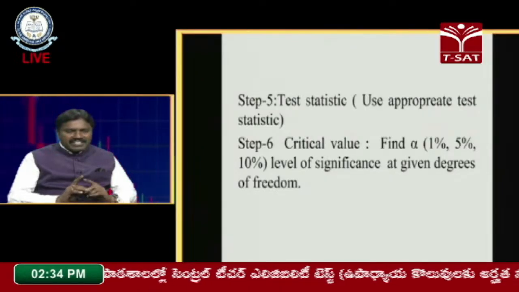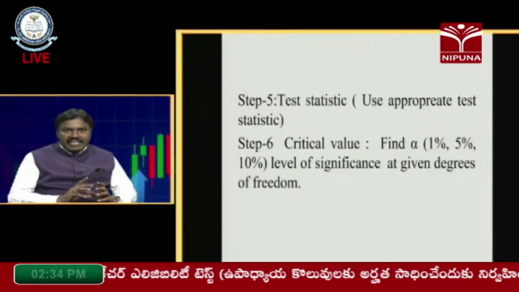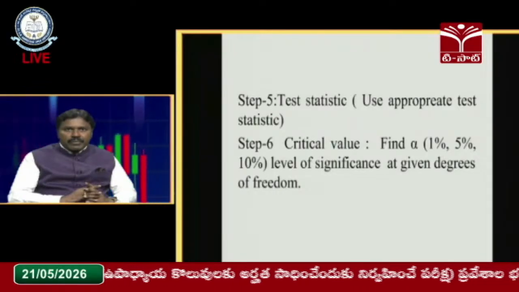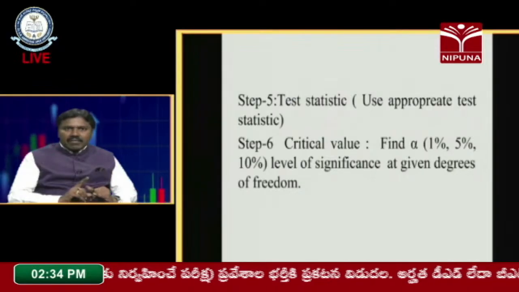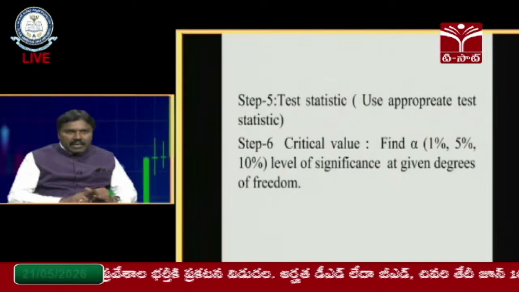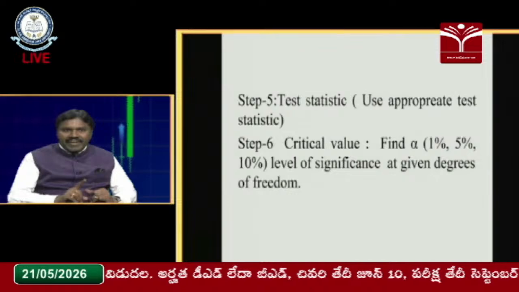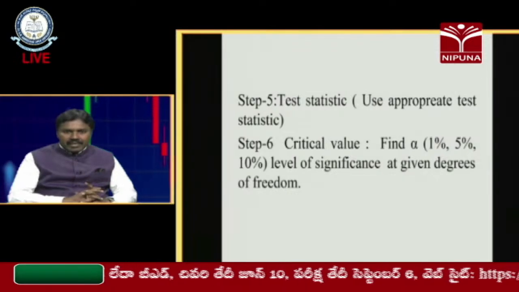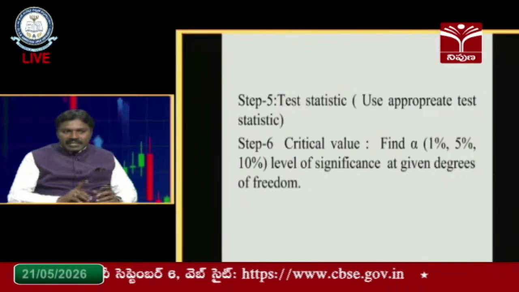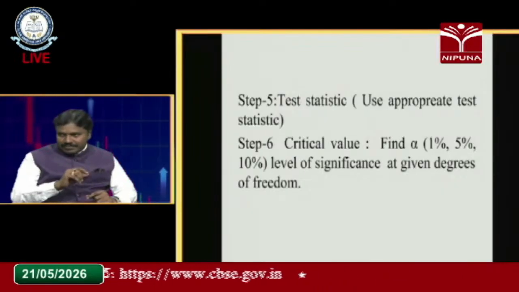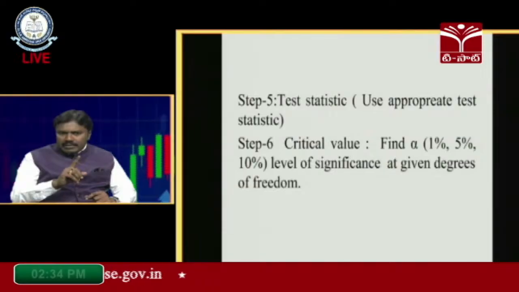Next is step number 6. We identify the critical value: find the alpha value at what percent level of significance, 1%, 5% or 10%, at the given degrees of freedom. Again one more question: what are the degrees of freedom? Degrees of freedom relate to the sample size. It depends on the two-tail test, right tail test.